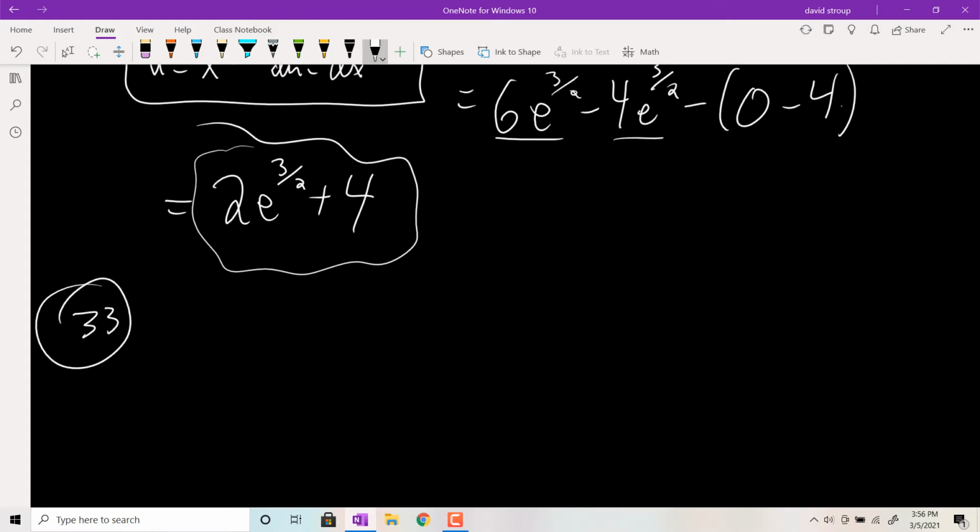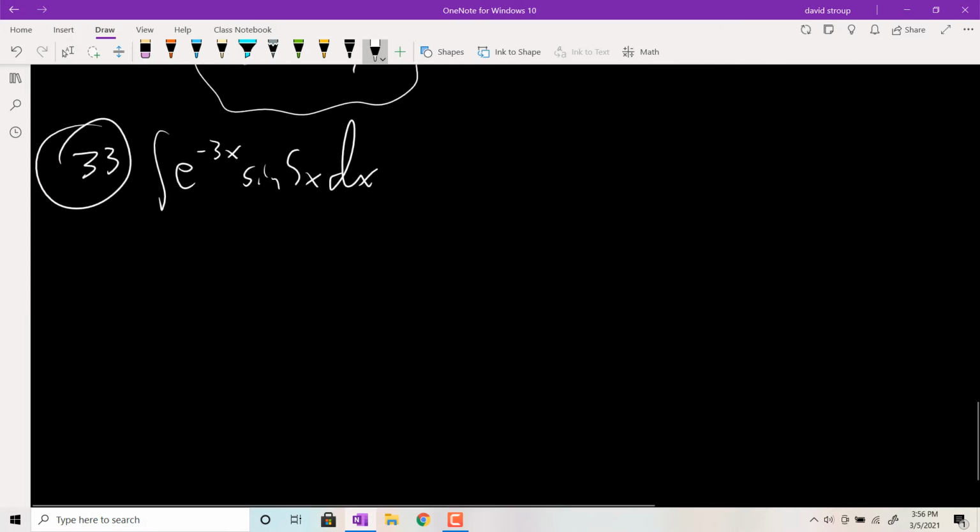Let's look at one that's a little harder. This is one of the loopy ones. e to the negative 3x sine of 5x dx. Okay, so sometimes you have to do it multiple by parts. With this one, it's multiple by parts, but then you kind of end up back where you started, if you remember doing this. So let's take a look.